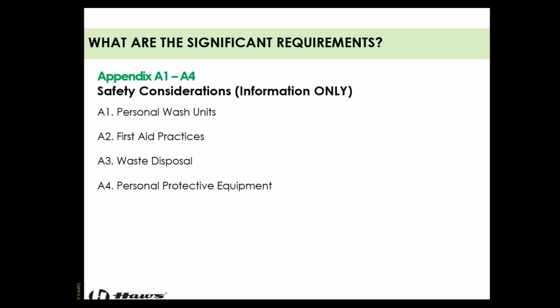Now there are two appendices to the ANSI standard, Section A and Section B. I just really quickly wanted to touch on what each of those things cover. Appendix A are safety considerations, and so A1 is just eye wash units, personal wash units, I should say, can be kept nearby to supply immediate flushing fluid, but are intended as supplemental devices only, not primary equipment.